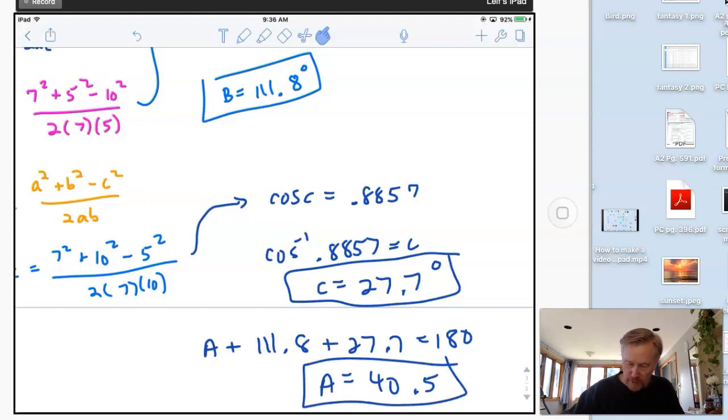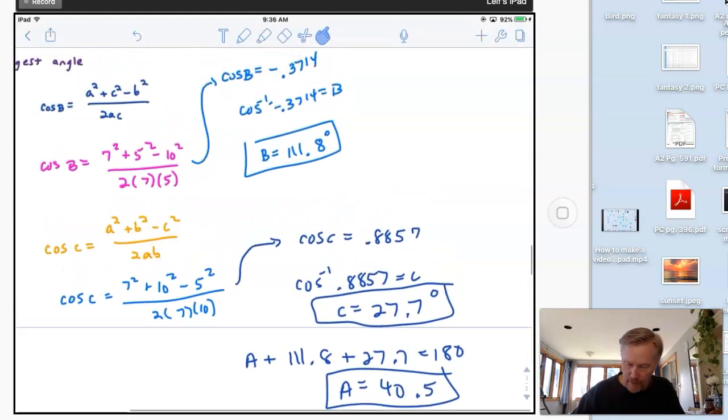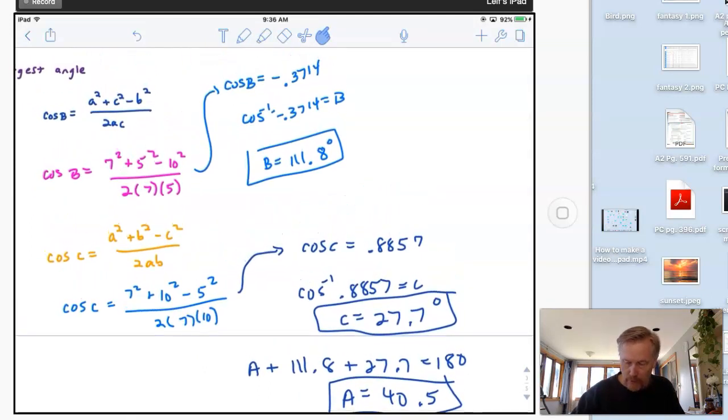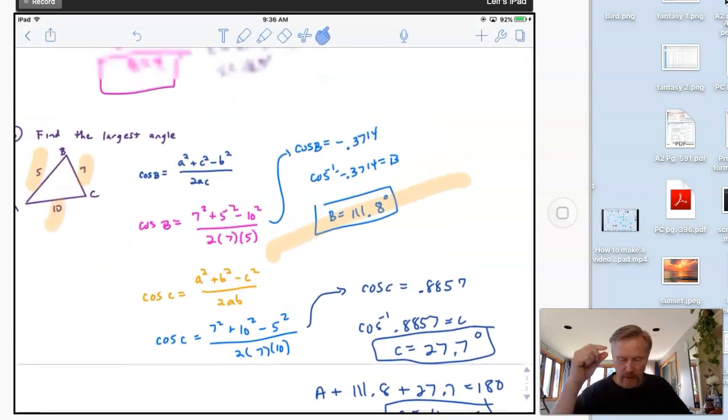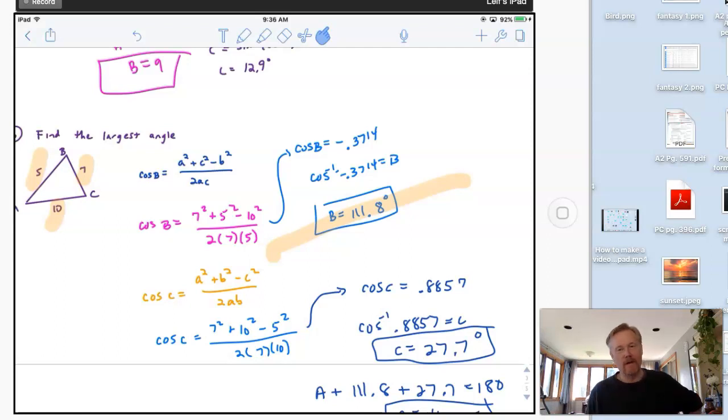So the largest angle is clearly angle B. I probably did more work than I needed to there. A triangle can only have one obtuse angle. So once I saw that the first angle was larger than 90, it would have been safe to stop there. However, I solved the triangle just so you could see a little bit more of that formula in action, okay?